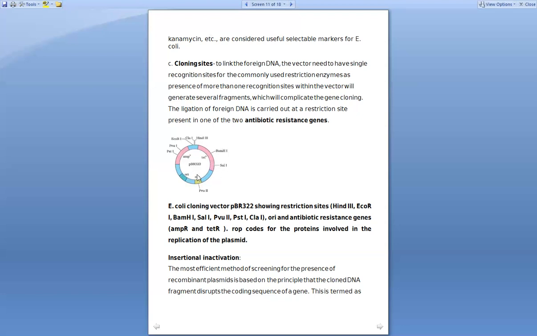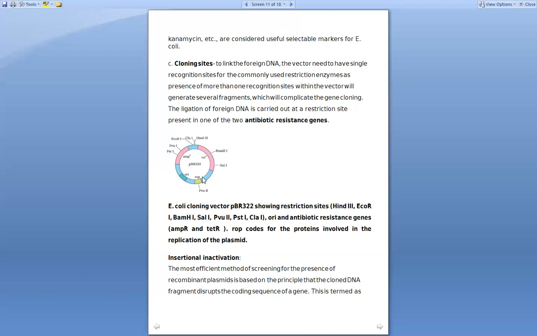So this is about the cloning sites of the cloning vector, that is, the ampicillin resistant gene and the tetracycline resistant gene. Now the E. coli cloning vector, that is pBR322. The figure of this cloning vector is asked in 3 marks, or it can also be asked in 2 marks. This is the cloning vector of E. coli, and the name of this vector is pBR322.